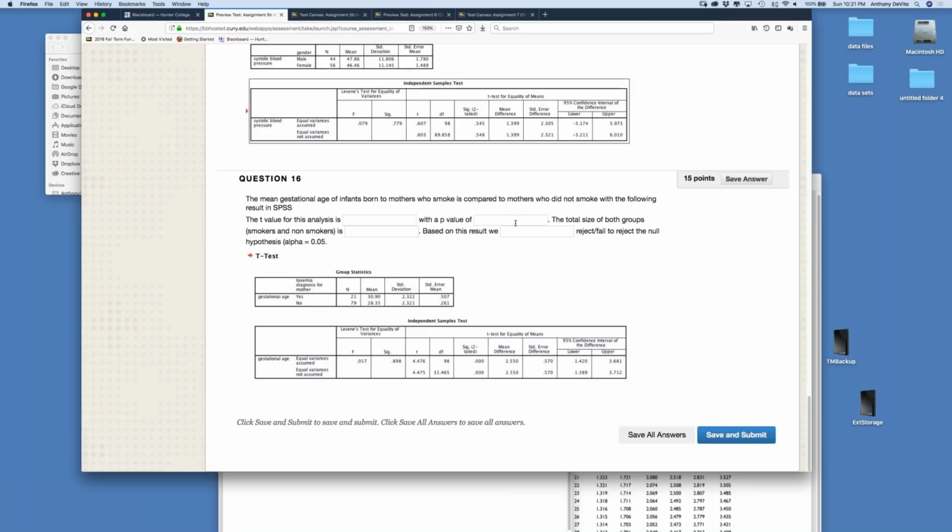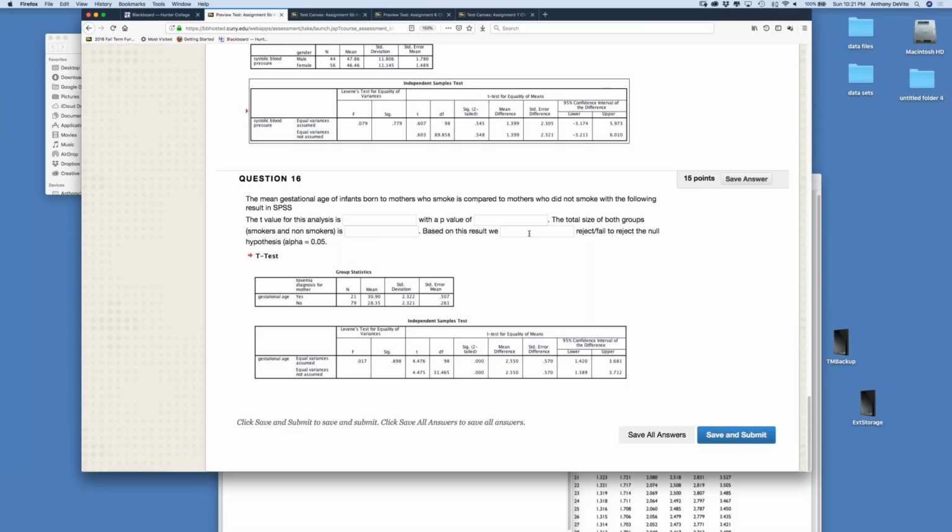We put 0.000 here. The total size of both groups is 100, right? Okay. Based on this result, and they didn't ask for degrees of freedom there. They asked for the total size of both groups, right? Which is 98 degrees of freedom. And you know it's 100, and also you can just add these two together.